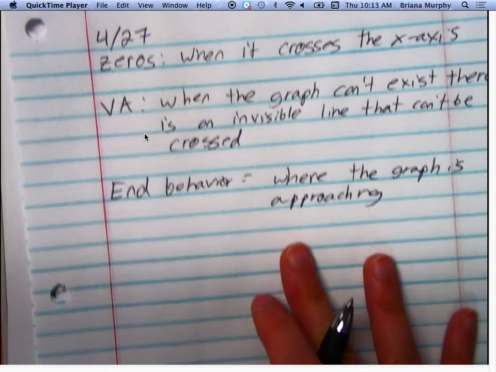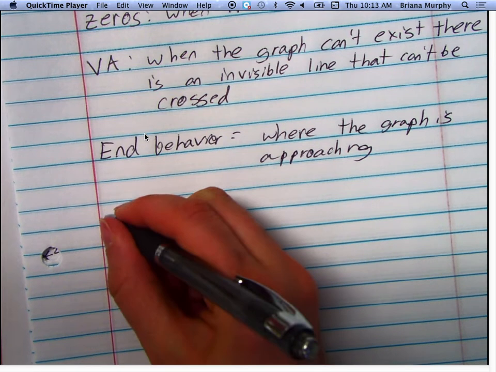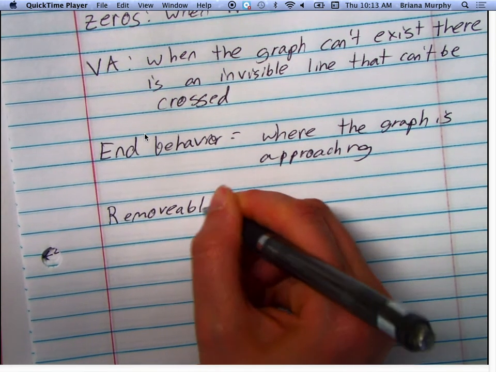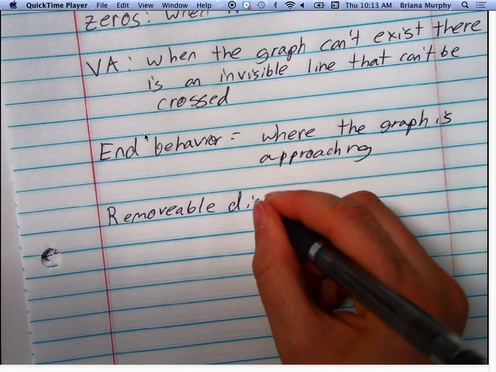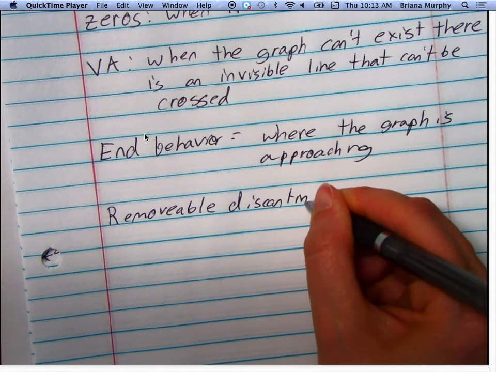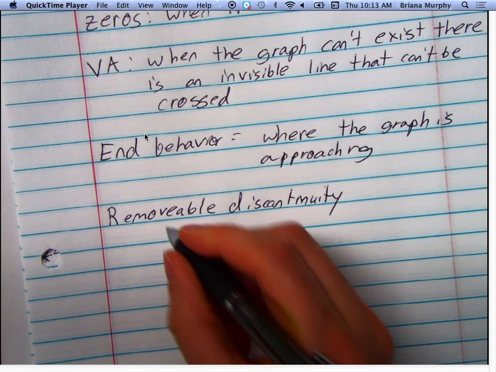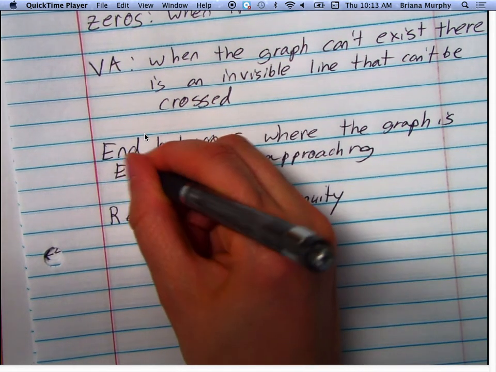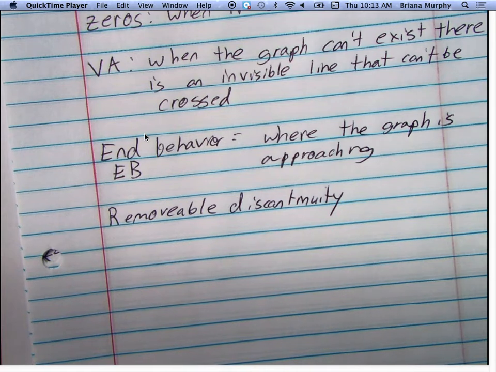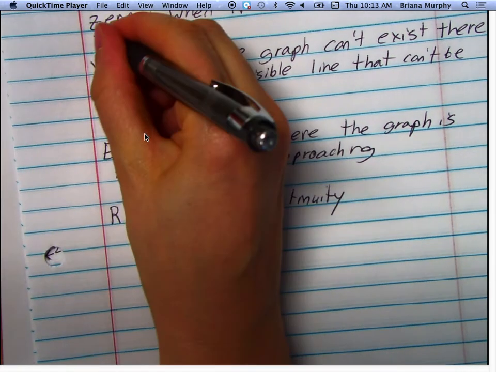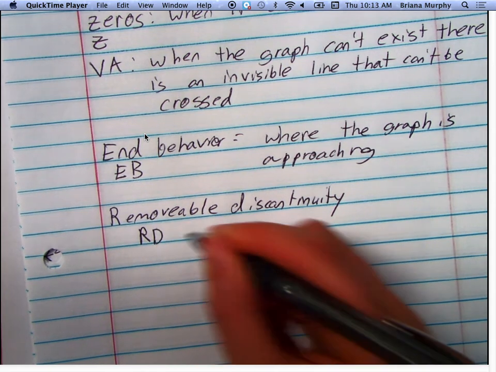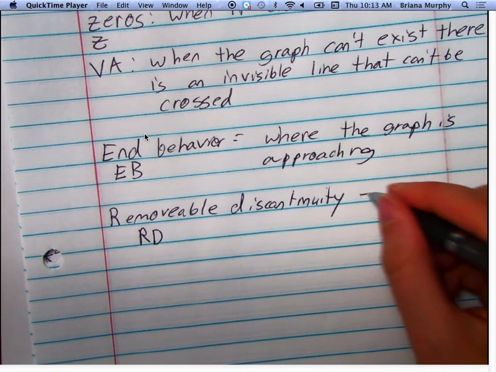Okay? We're going to talk about removable discontinuity. And I'm going to shorten that. I'm going to say end behavior is EB. Vertical asymptotes are VA, zeros are Z, and removable discontinuities are D. Okay? This is where we have a hole in the graph.